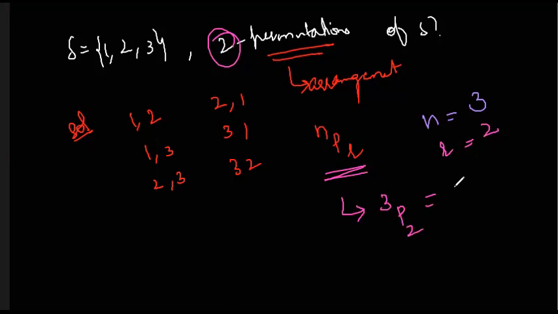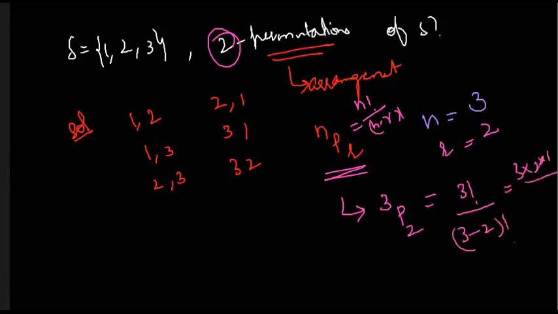And then 3P2 is basically, if you remember the NPR formula, n factorial by n minus R factorial. So 3P2 will be 3 factorial by 3 minus 2 factorial, which is 3 into 2 into 1 by 1 factorial, which is 1. So there are totally 6 arrangements, which we have seen over here. These are the 6 arrangements possible with this 2-permutation.